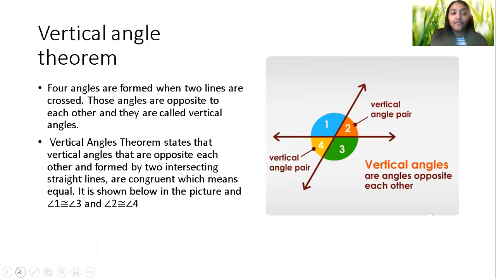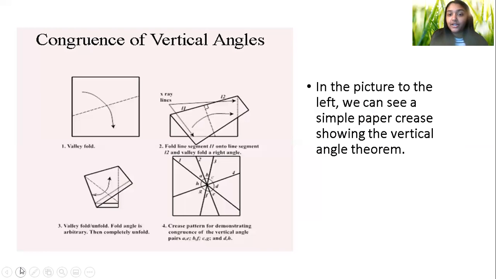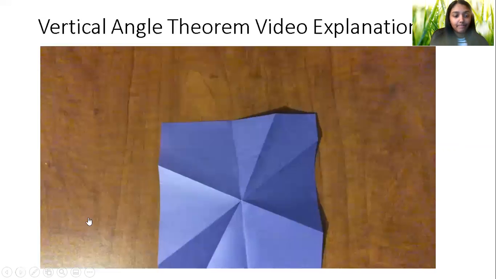Vertical angle theorem. Four angles are formed when two lines are crossed. Those angles are opposite to each other, and they are called vertical angles. The vertical angle theorem states that vertical angles are equal. In the picture here, you can see that angles 1 and 3 are equal, and angles 2 and 4 are equal. In the picture to the left, we see a simple paper crease showing the vertical angle theorem. I will also show this in a video I made in the next slide.